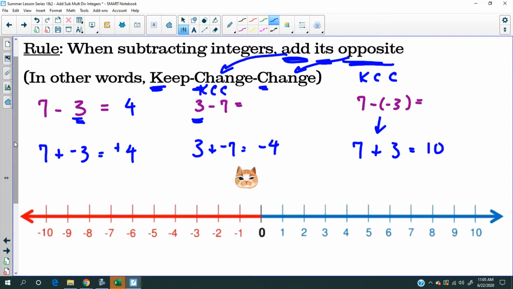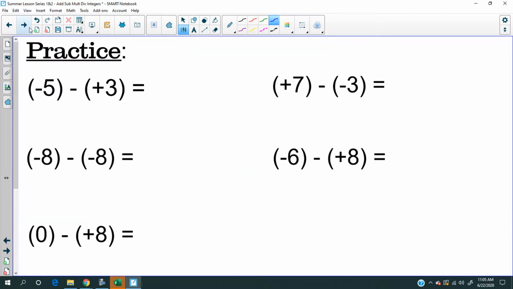When you subtract, what's the rule? Only 3 words. Yeah, KCC, right? Keep, change, change. Okay, so let's get some practice in. All right, I know this is a very long lesson. Okay, subtraction practice. Let's do some of these together.